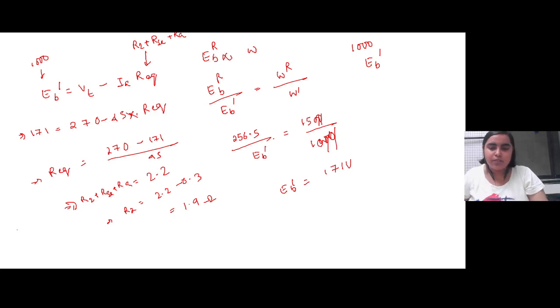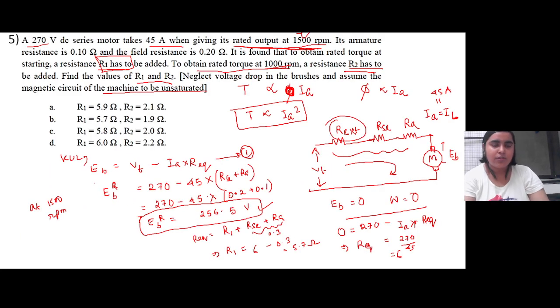So let us look into the options. Option B has R1, which we have calculated here, R1 as 5.7 ohm, and it has R2 as 1.9 ohm, right? So we have option B as our correct option.